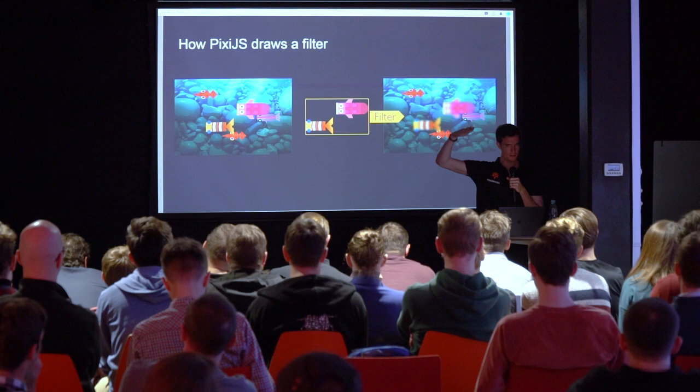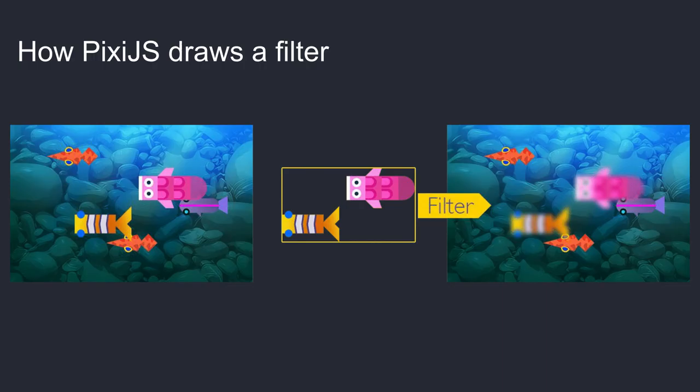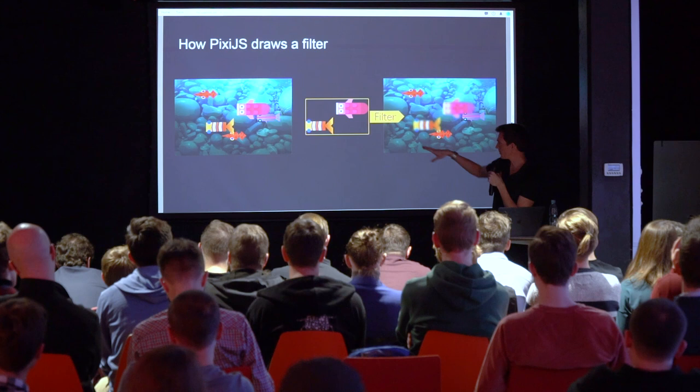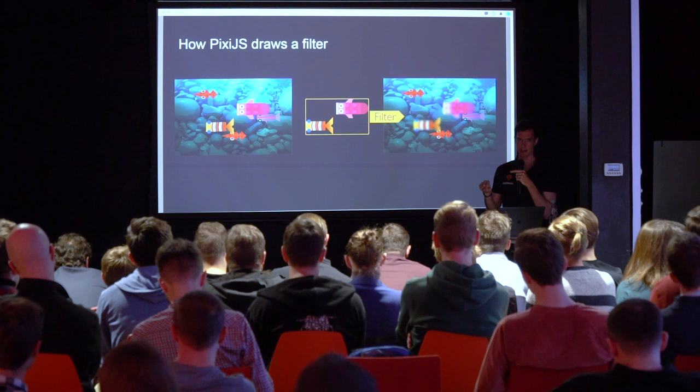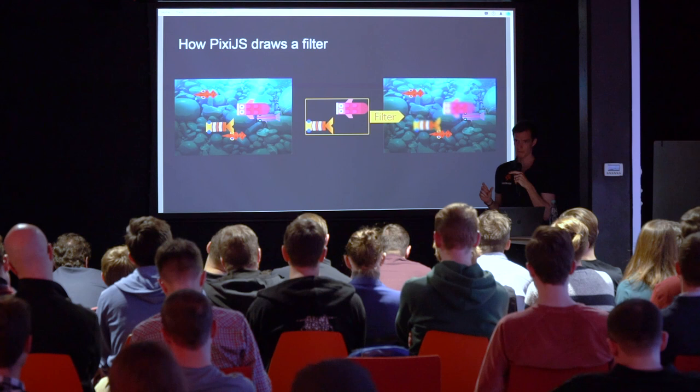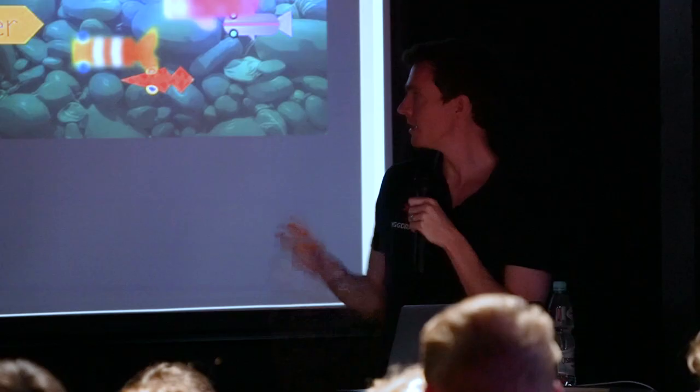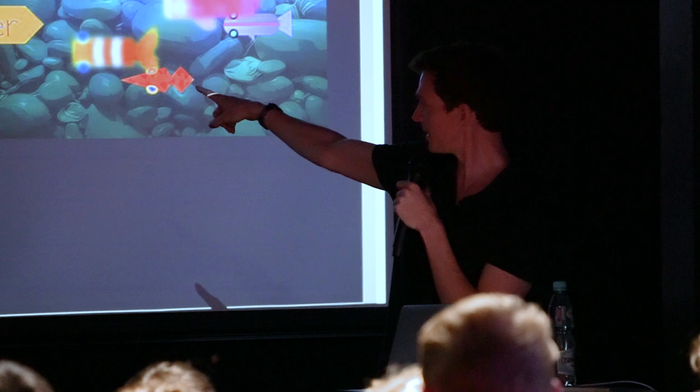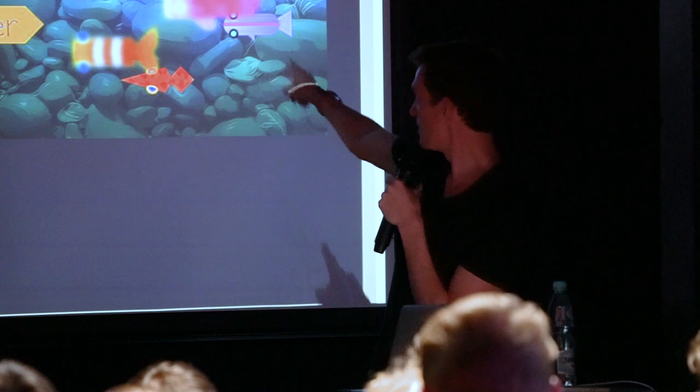So we're rendering through the scene graph, just like before. And then we get an object that's got a filter on it. In this example, we've got our little fish pond, and those two fish are in a container, and we've applied a blur filter to them. So we hit that container with the fish, and it goes, oh, there's a filter there. So it measures that container, and it goes, right, how big are those two fish? What are their dimensions? And once it's got the dimensions, it will create a render texture off screen. Then, instead of drawing the fish to the scene like it normally would, it will draw the fish to this render texture. And you end up with this little render texture here. And then it will draw that render texture back to the main scene using the filter that you applied.